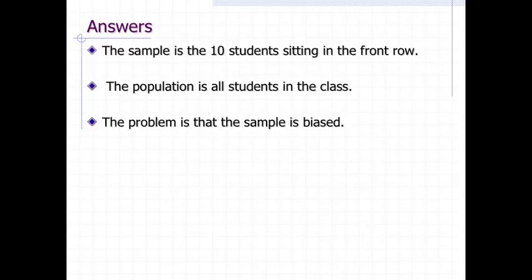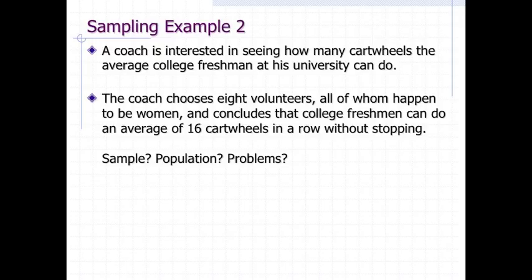Consider another example. In this example, a coach is interested in seeing how many cartwheels an average college freshman at his university can do. The coach chooses 8 volunteers, all of whom happen to be women, and concludes that college freshmen can do an average of 16 cartwheels in a row without stopping. What is the sample? What is the population? Can you identify any problems with choosing the sample the way the coach did?